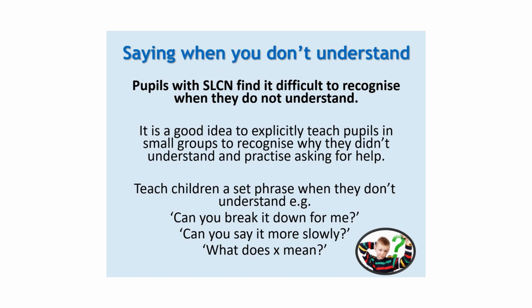Saying when you don't understand. Pupils with SLCN find it difficult to recognise when they do not understand. It is a good idea to explicitly teach pupils in small groups to recognise why they didn't understand and practice asking for help. Teach children a set phrase when they don't understand. For example, can you break it down for me? Can you say it more slowly? What does this mean?